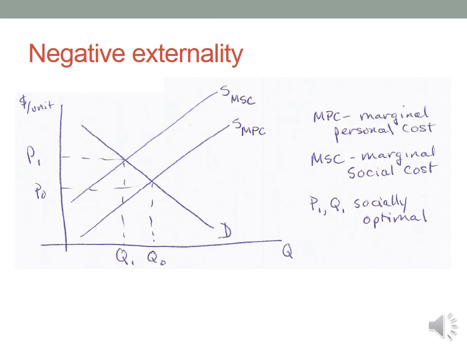The negative externality example that I used in class, I think, was pollution. And here's an example where there's a negative externality in production. The marginal personal cost of production is the supply curve that's the lower one, labeled supply MPC, marginal personal cost. And so that would be from the perspective of the firm.